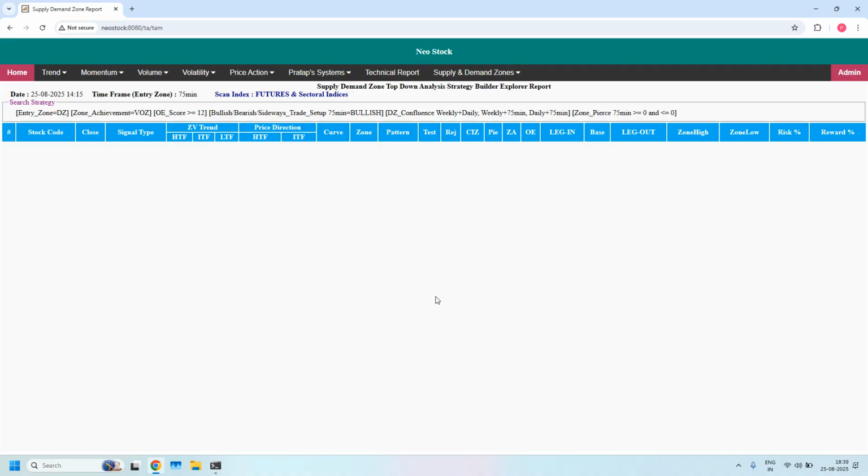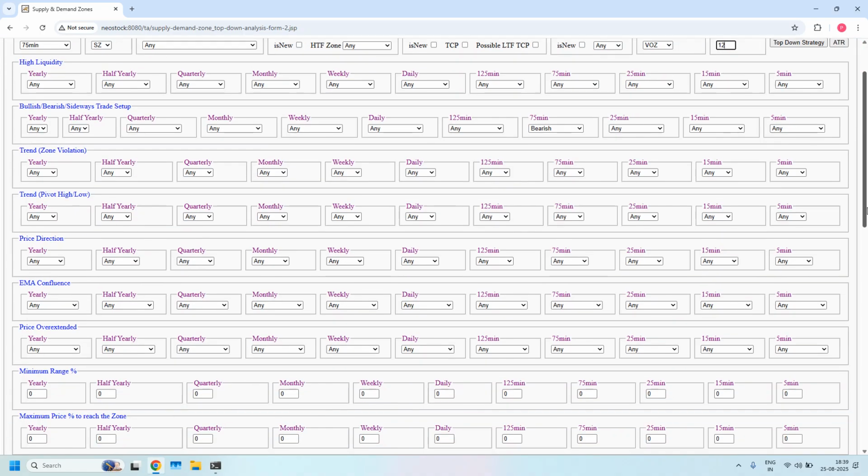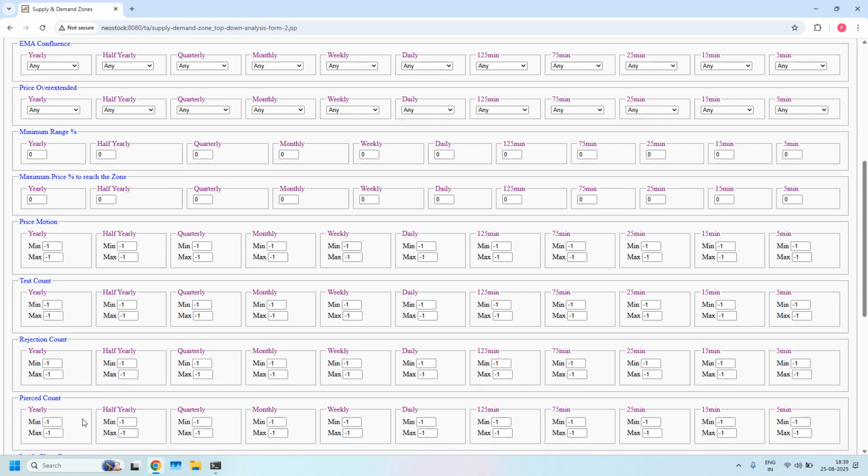So next let us look into bearish trade setup for weekly income trade. Entry time frame 75 minutes, entry zone, supply zone. Here bullish or bearish at 75 minutes, selecting bearish. Zone achievement violated opposing zone. Minimum odd enhancer score 12, and also 75 minutes supply zone should not be pierced. So in the pierced count at 75 minutes time frame, minimum value 0, maximum value 0.